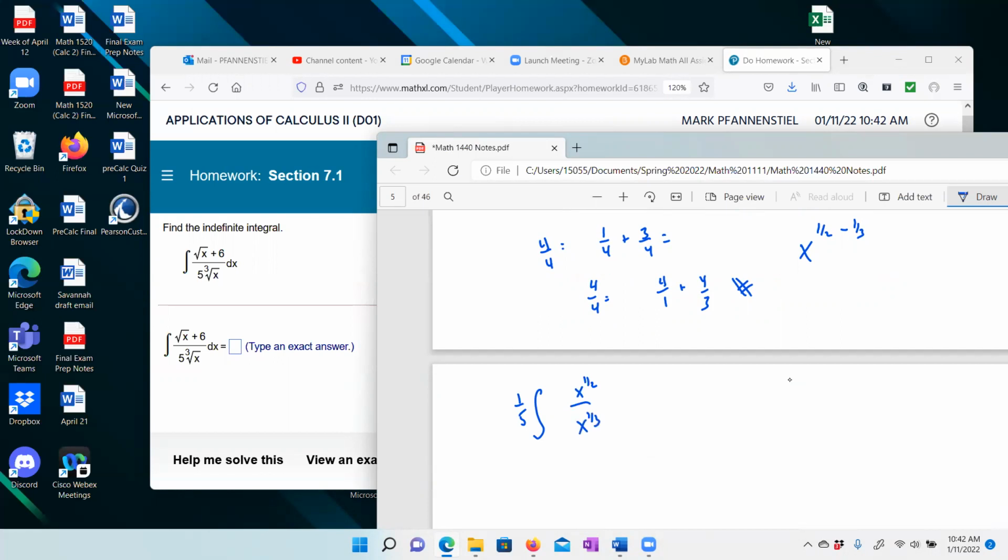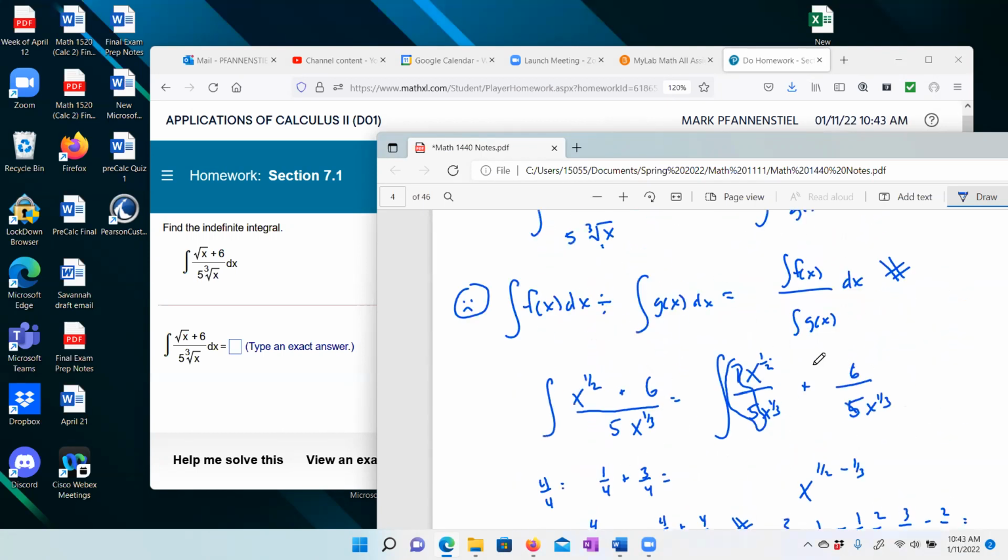So this is how we deal with it. We have 1/2 minus 1/3. Dealing with the fractions, we have 3/6 minus 2/6, which is just 1/6. So this is 1/5 integral of x to the 1/6 dx. For the other one, there's not much we can do with it.